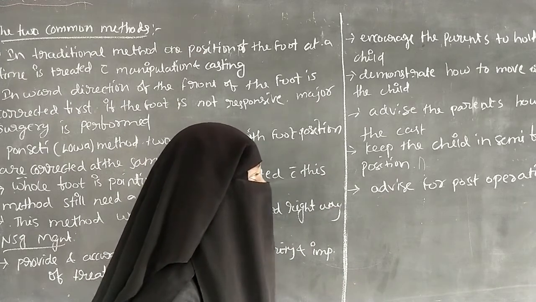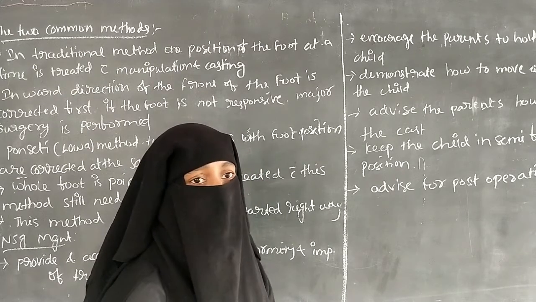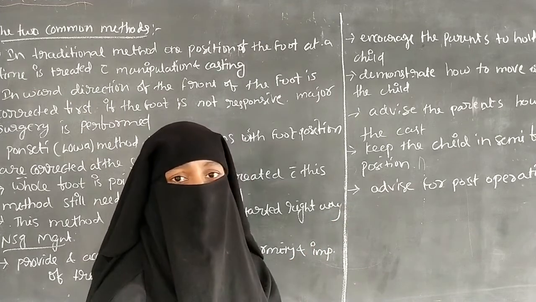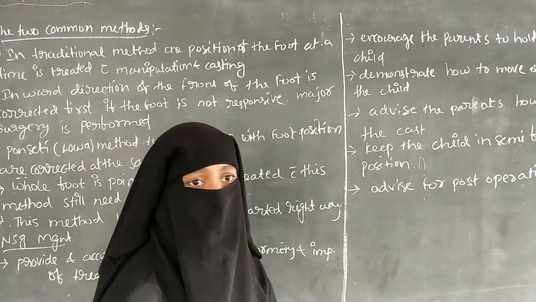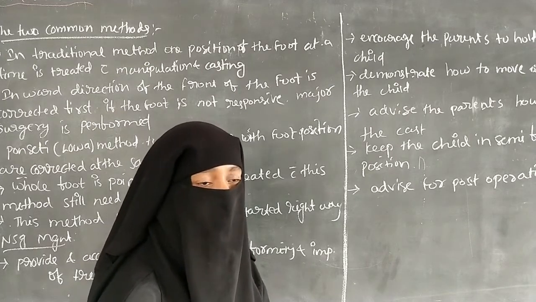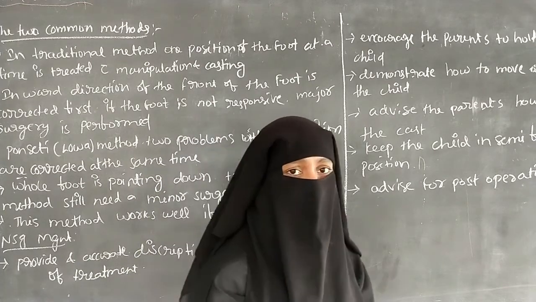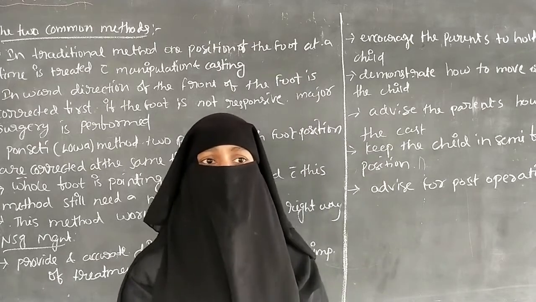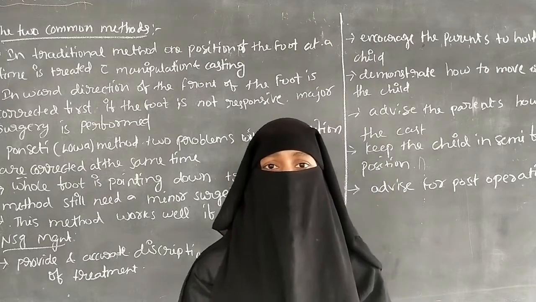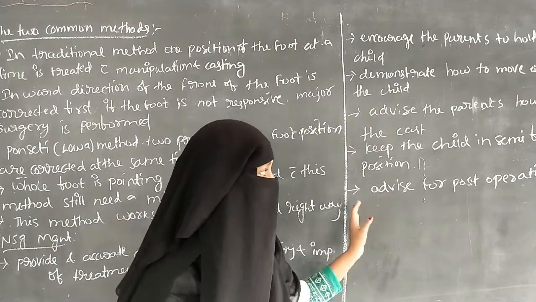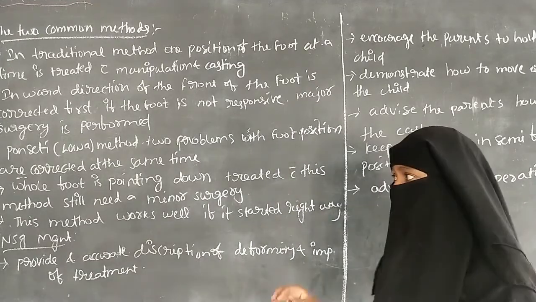And next is advice for the post-operative care. The nurse has to advise the patient and family members about the post-operative care. The nurse has to assess for any complications like bleeding at the surgical site, and any inflammation or infection at the surgical site. For post-operative care, the medications that have to be given to the patient should also be educated to the family members by the nurse.